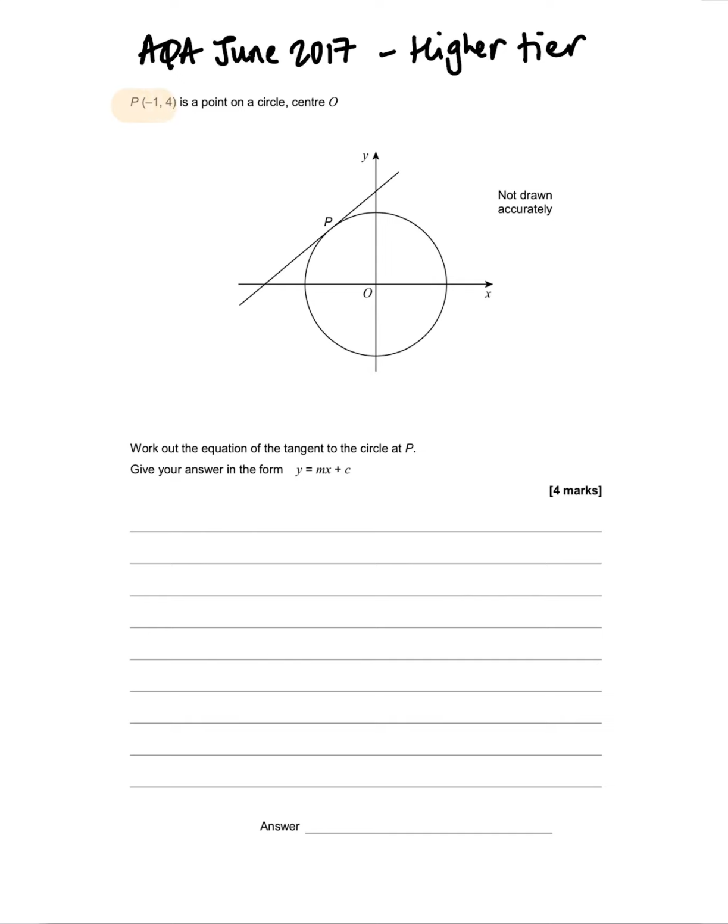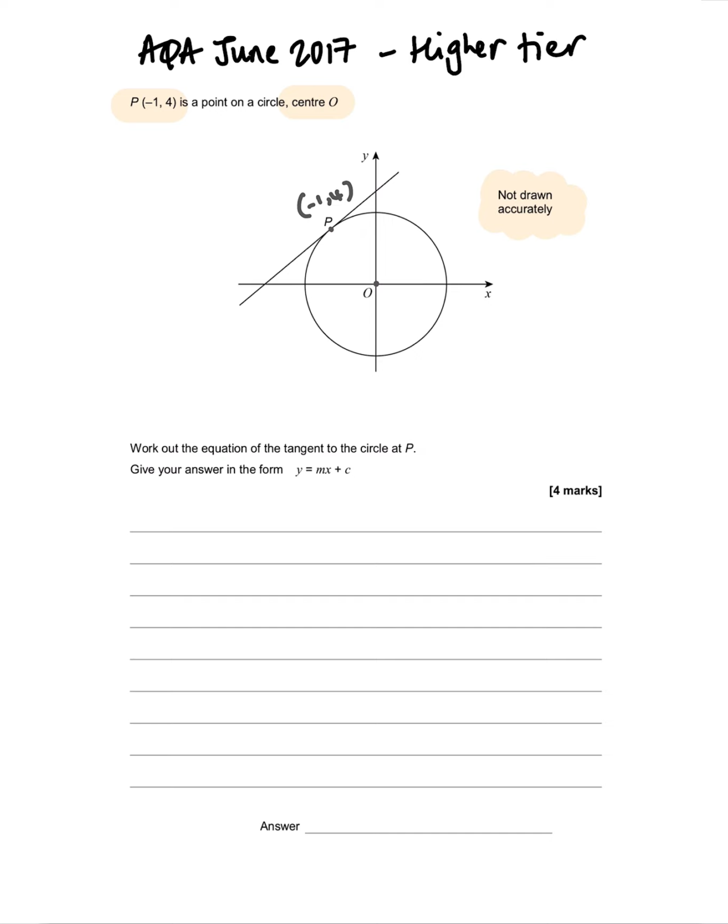P at coordinate -1, 4 is a point on the circle with centre O. So we've got a diagram of the circle here. P is labelled there, so let's also label that as -1, 4. They've given us the coordinate. It clearly says not drawn accurately, so we can't measure anything directly from the diagram, but also O is the centre of the circle there.